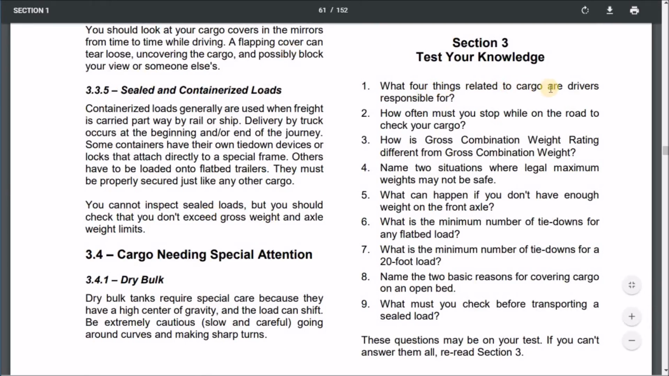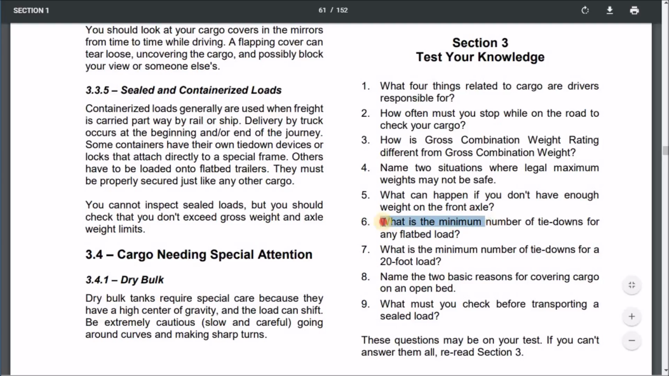What 4 things related to cargo are drivers responsible for? Number 2. How often must you stop while on the road to check your cargo? Number 3. How is gross combination weight rating different from gross combination weight? Number 4. Name 2 situations where legal maximum weights may not be safe. Number 5. What can happen if you don't have enough weight on the front axle?